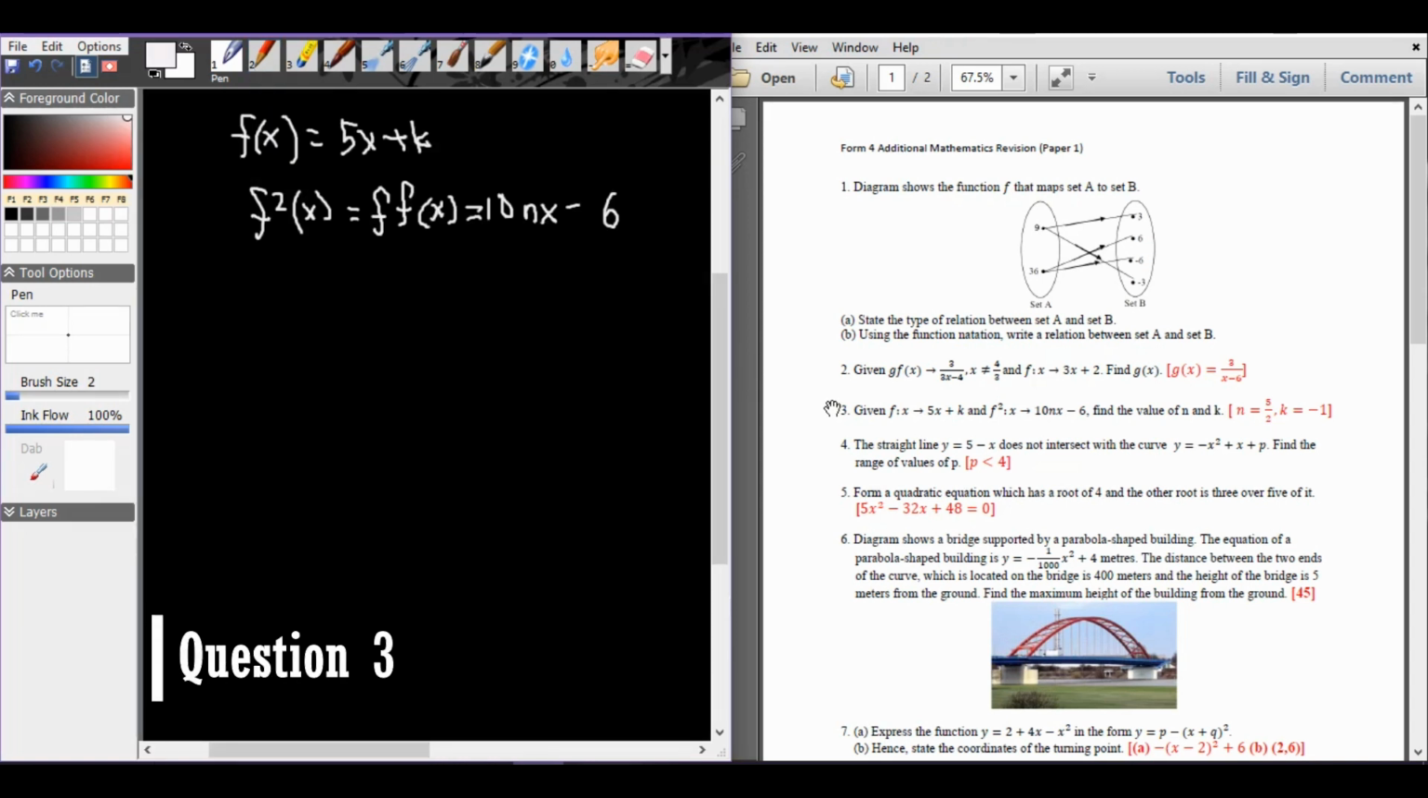Number 3, given f(x) equals 5x plus k and f squared(x) equals 10nx minus 6, find the value of n and k. So we are given these two functions. f squared(x) also equals ff(x). So we form another function here, ff(x). You can put a bracket here. Then f(x) is given as 5x plus k.